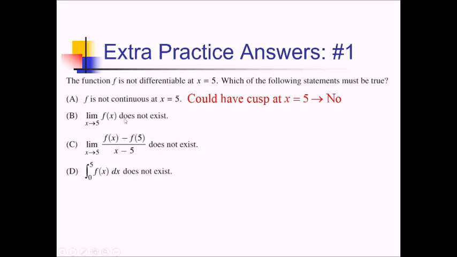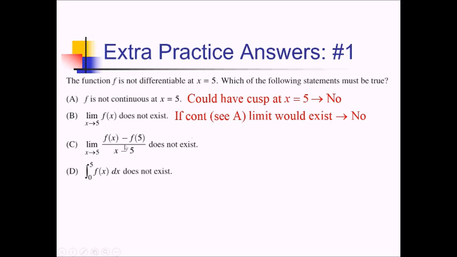Next choice, limit does not exist at x equals 5. Well, if the function is continuous, which we discussed that it could be in choice A, then the limit is going to exist. So this one, if you're not allowed to use the whole not continuous argument, this argument is also dead in the water.